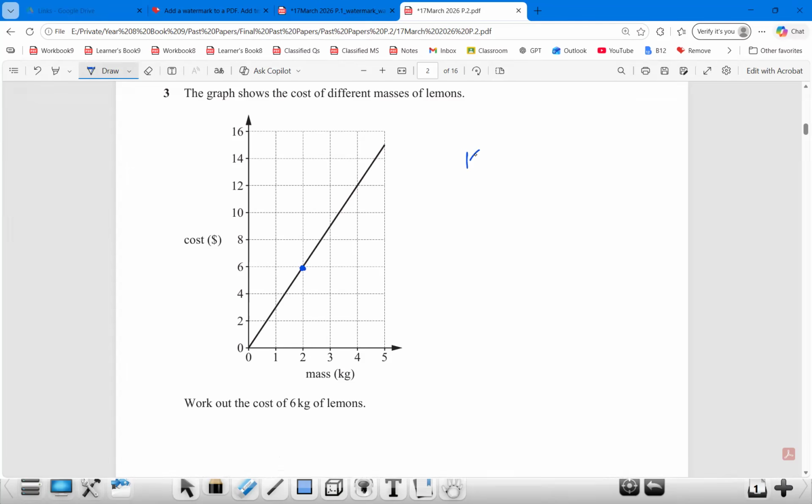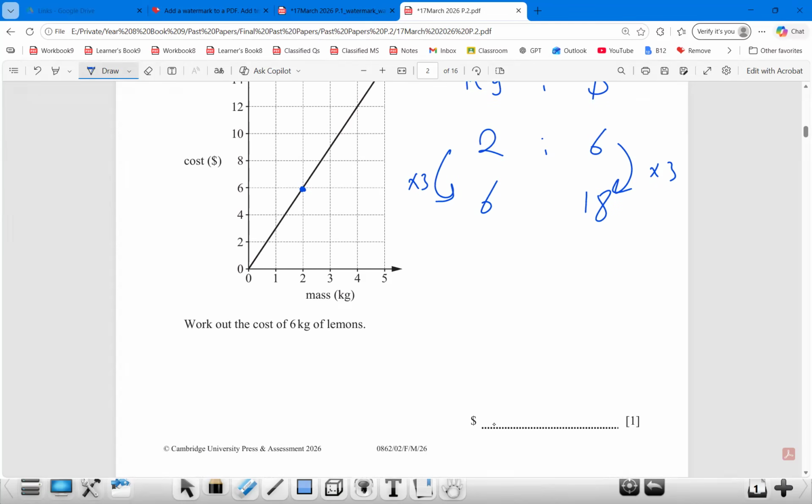So here, kilograms in dollars, 2 kilograms cost $6. Then if you want 6 kilograms, you multiply this by 3, then multiply this also by 3, it is $18. So 6 kilograms will cost $18.